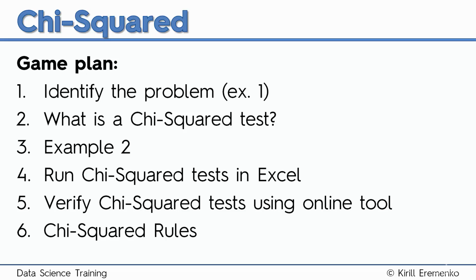Then we will actually run chi-squared tests in Excel. So I will show you how to build a chi-squared test in Excel, and moreover you will get my template. You'll be able to download it so you can follow along and create the same thing, or you can just download my template and follow along that way. And also we will verify the chi-squared results using an online tool. So I'll show you a couple of online tools where you can verify the results, which is a quick way to get the outcome of your chi-squared test.